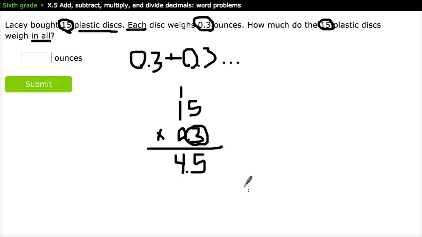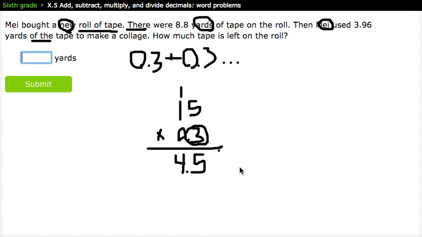That makes sense because if I rounded 0.3 to, let's say, 0.5 and just took half of 15, it would be about 7 because half of 14 split in 2 is just 7. So my answer of 4.5 makes sense. So I'm going to go ahead and put it in and make sure it's reasonable. 4.5 ounces is our unit, and that's it.